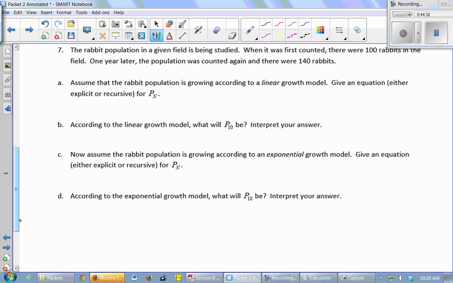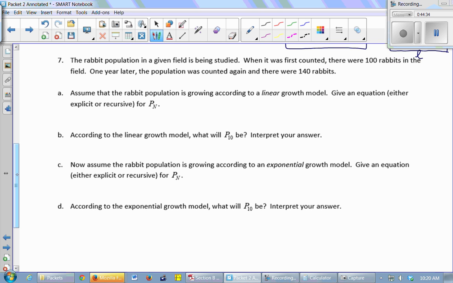Okay, so we have a rabbit population in a field that is being studied. When it was first counted, there were 100 rabbits. One year later, there were 140 rabbits. So if we assume linear growth, right? You have to really key in on the word linear there. We want to find an equation, explicit or recursive, for P sub n. We'll do both just for the fun of it.